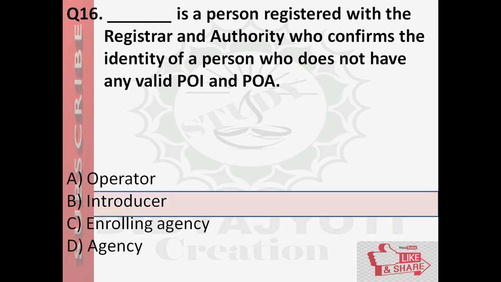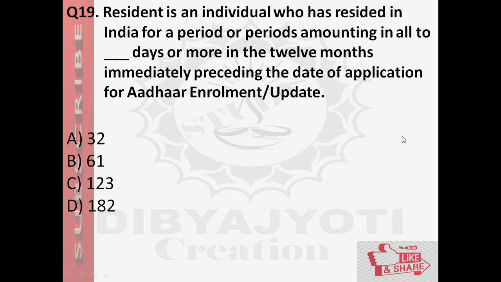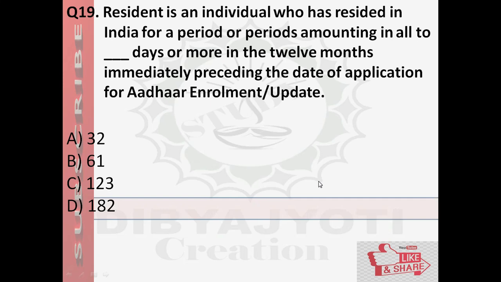Same, but option B, introducer. Resident is an individual who has resided in India for a period or periods amounting in all to blank days or more in the 12 months immediately preceding the date of application for Aadhaar enrollment or update. Options are option A, 32, option B, 61, option C, 123, option D, 182. Then the answer is 182.